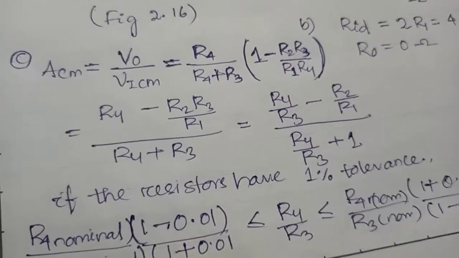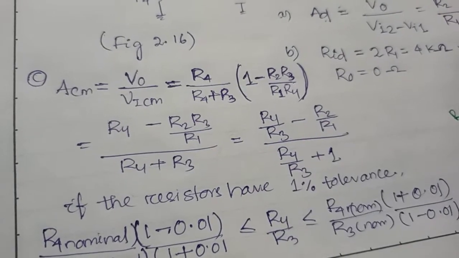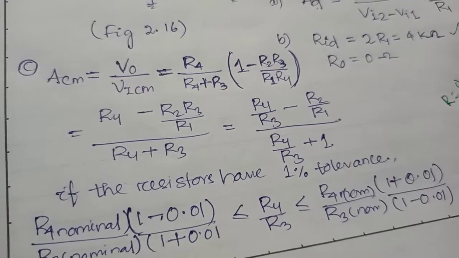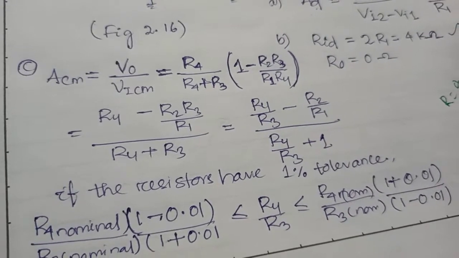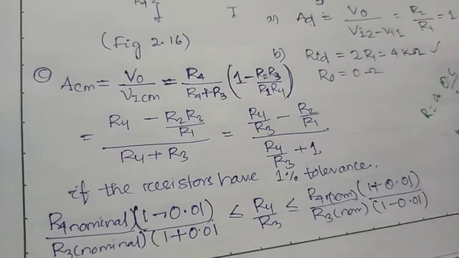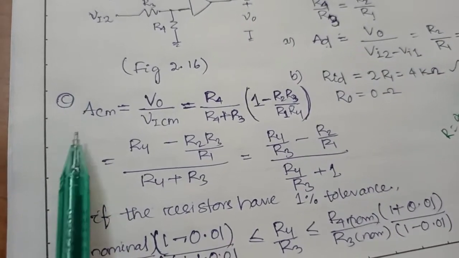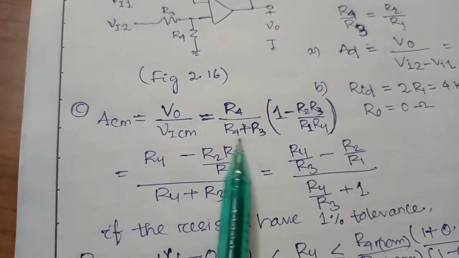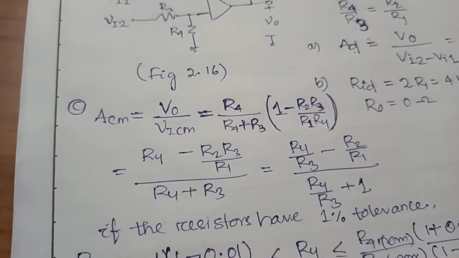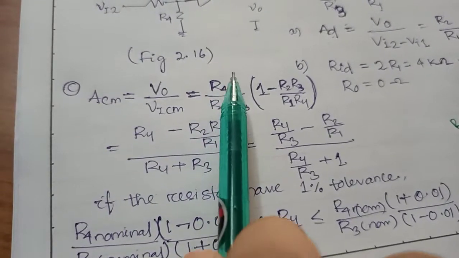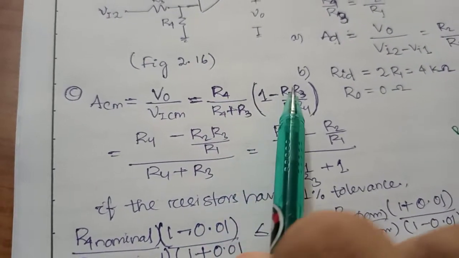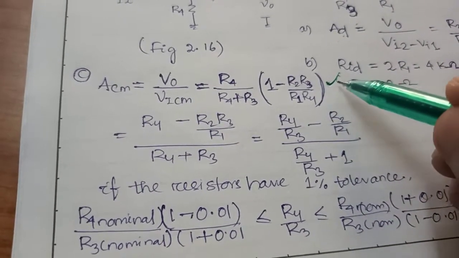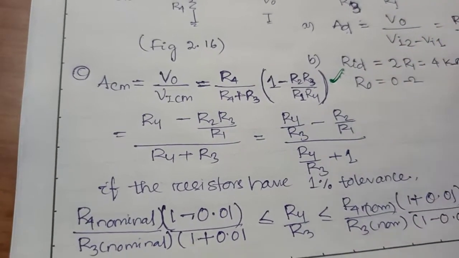Now the third part asks: if the resistors have 1% tolerance, each can be within plus or minus 1% of its nominal value, find the worst case current gain. Okay, for the current gain, that is for common mode, we know the common mode gain is nothing but V out upon the common mode input, and this is the expression that we got. Because of this common mode signal our output is R4 by R4 plus R3 into 1 minus R2 into R3 upon R1 R4. This is a derivation that we got in the video. You can see it from the lecture notes or the lecture video.